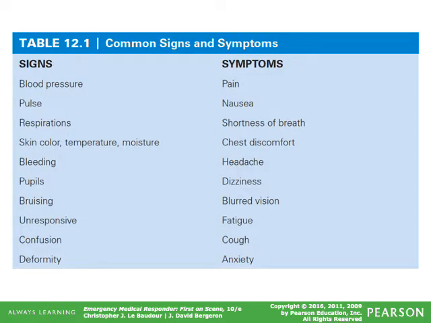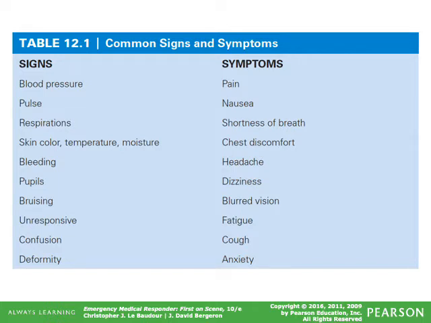This is table 12.1. This gives a list of common signs and symptoms. Some common signs that we can actually see are blood pressure, pulse, respirations, skin color, temperature, moisture, bleeding, pupils, bruising, unresponsive, confusion, or deformity. Like I said, these are all things that you can either see with your own eyes or you can measure with a device, you can hear it. They're all things that you can interpret with your 5 senses.